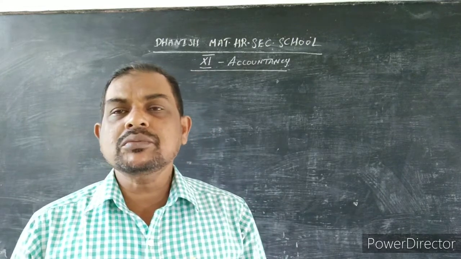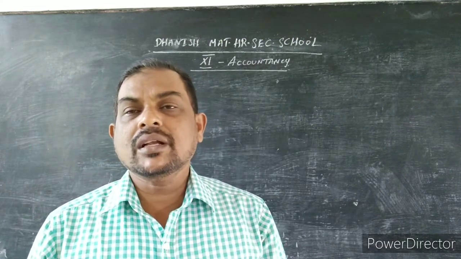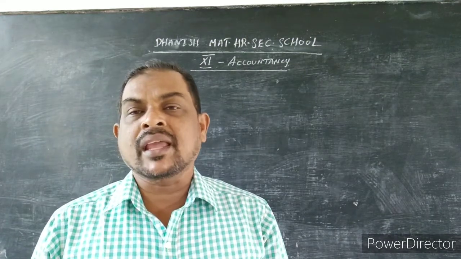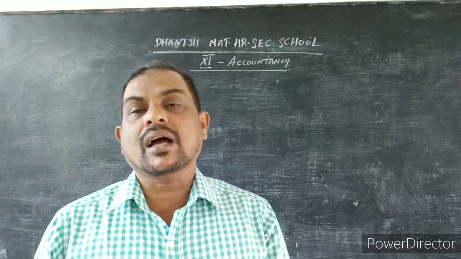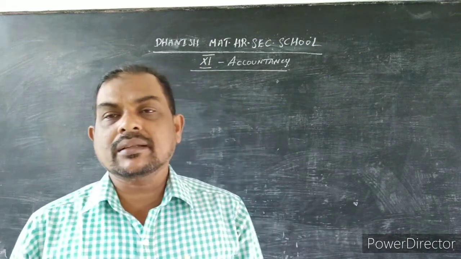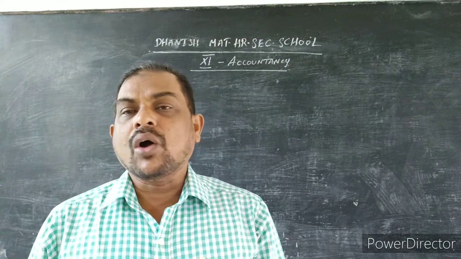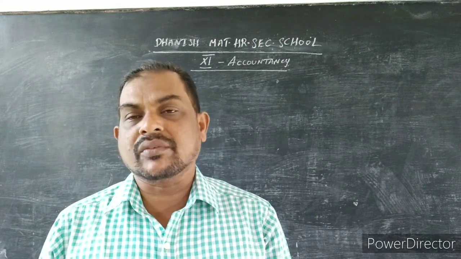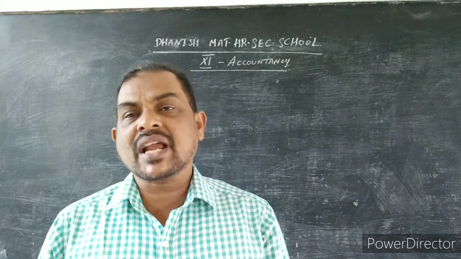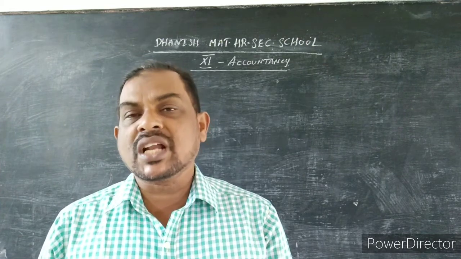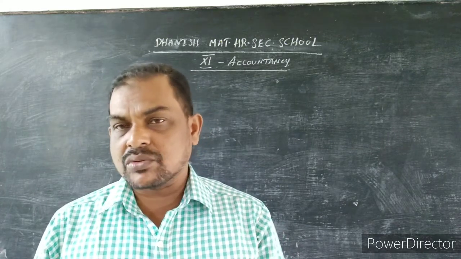Today I am going to teach you plus one accountancy lesson 4. Name of the lesson is ledger accounts. In the previous class I have started the ledger account. How to prepare the ledger account means based on the transactions given. That is, based on the transactions we can prepare the journal entries. Based on the journal entries we can prepare the ledger account.